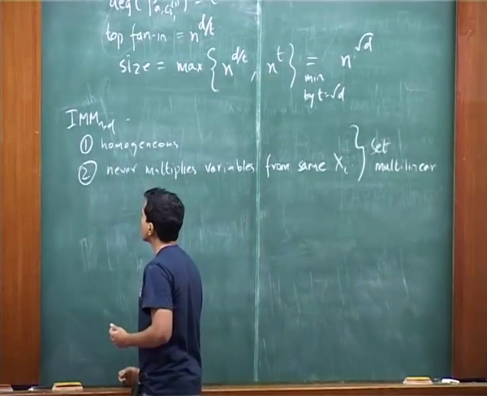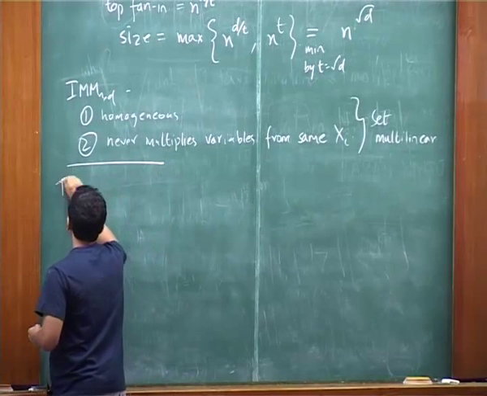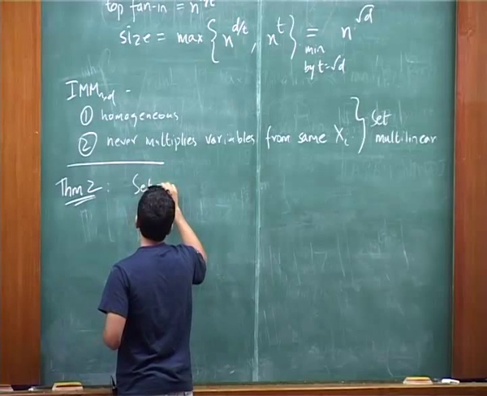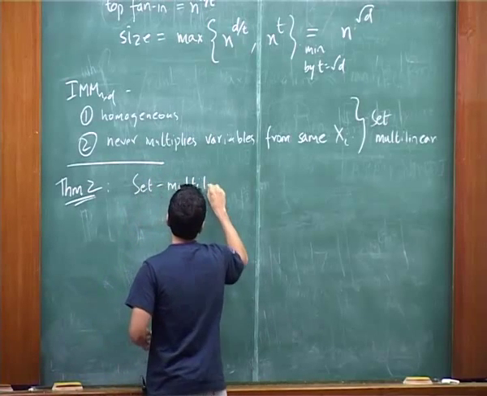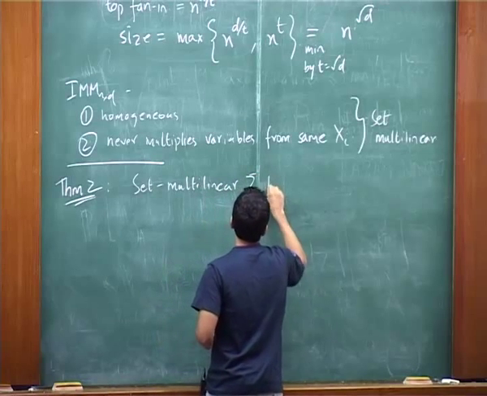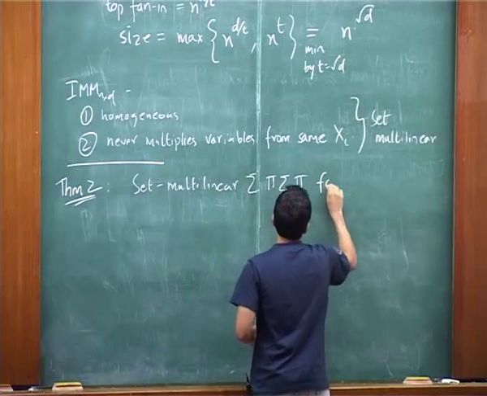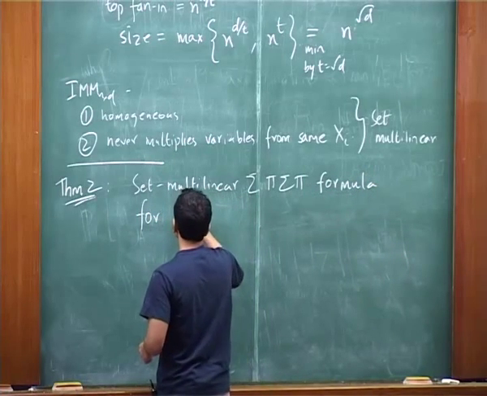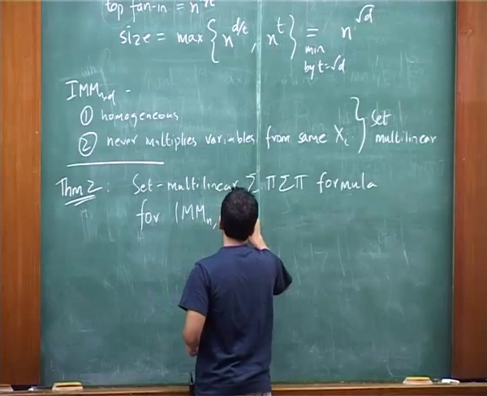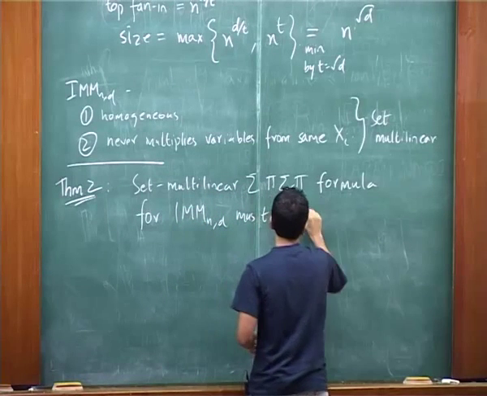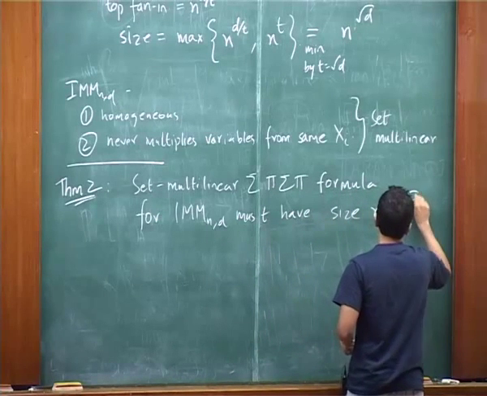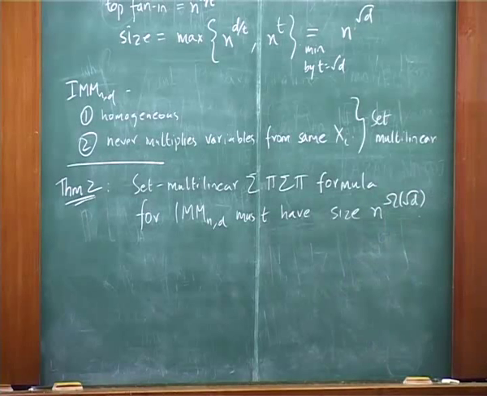So what we can show is that any set multilinear sigma pi formula must have now not top fan-in but size n to the omega square root d.